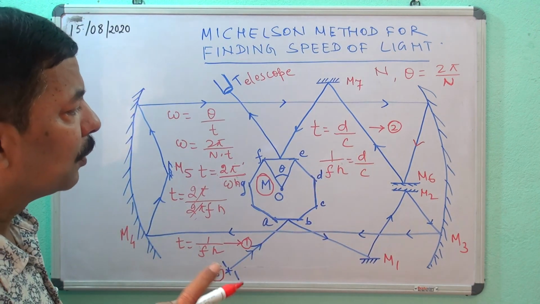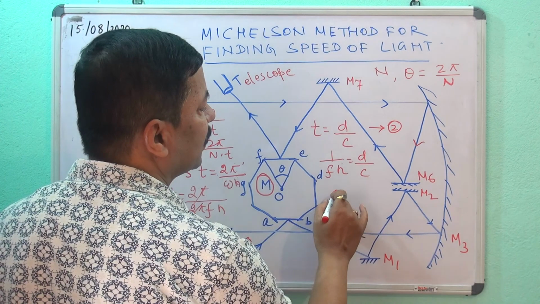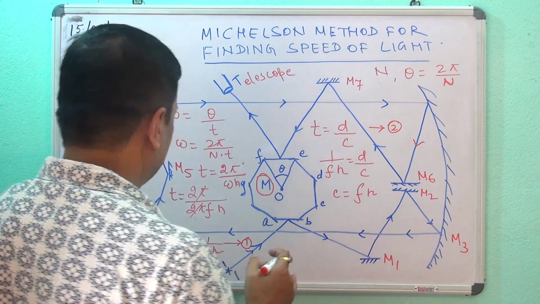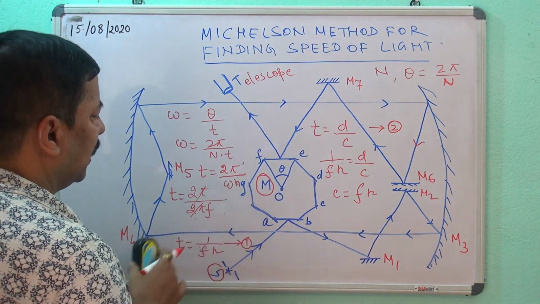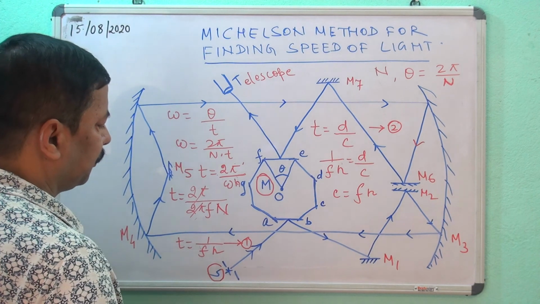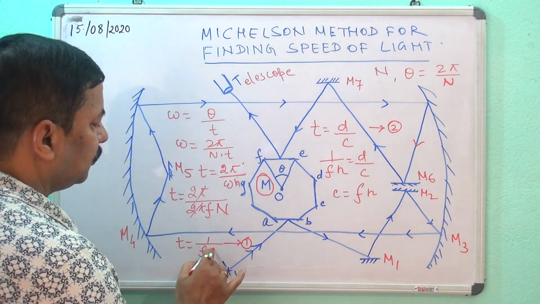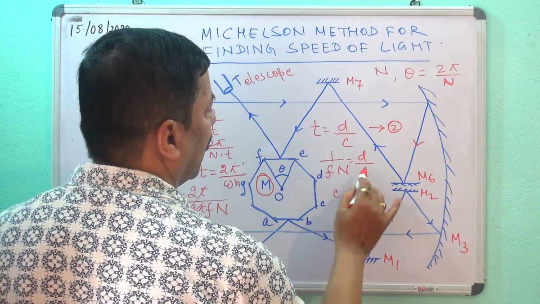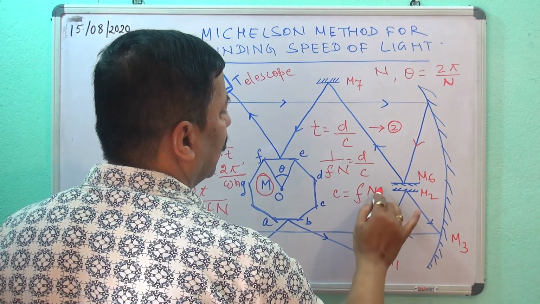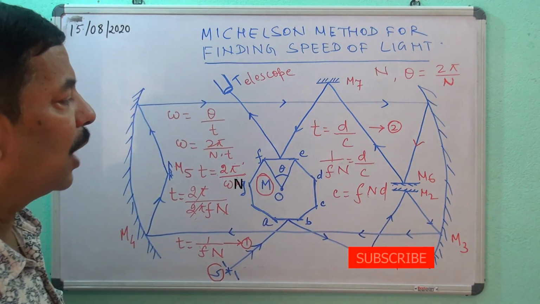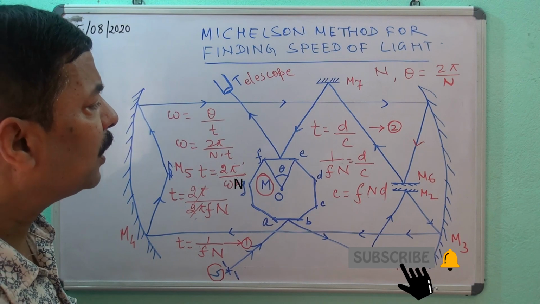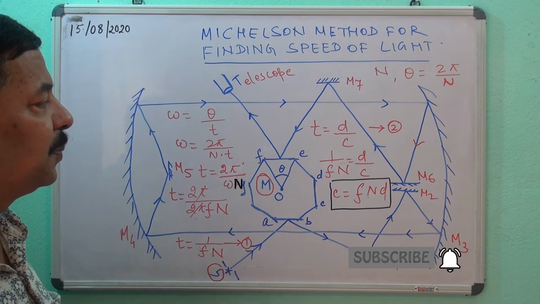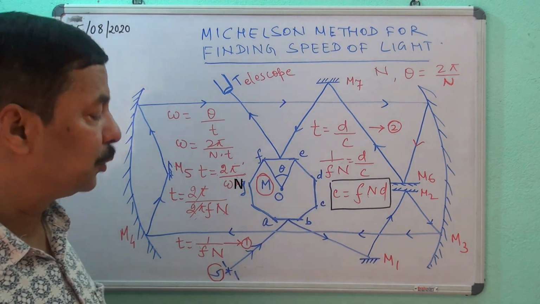So what can we say? We can say that c is equal to f n d. N should be capital. So c is equal to f N d. This gives you the expression for the speed of light. This way we can calculate the speed of light using Michelson's method.